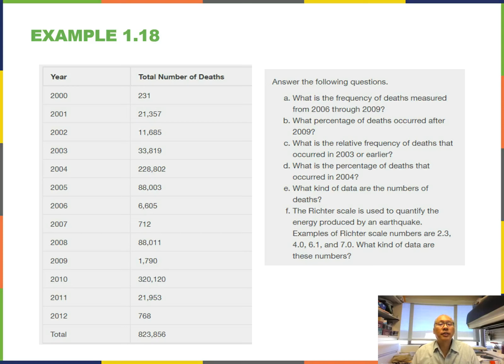For the percentage of deaths that occurred in 2004, you just take this number, 228,802, and divide it by the total. And then you can go on and see the rest of them. So this example is actually in the textbook, and in this textbook you can see the solutions that they came up with.